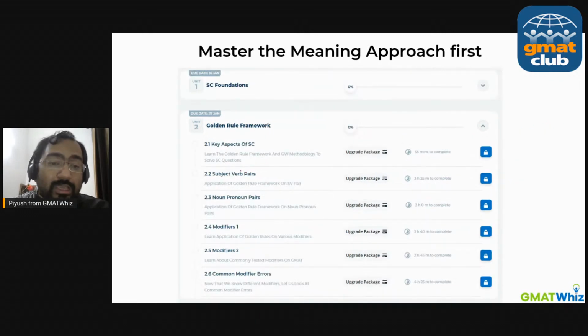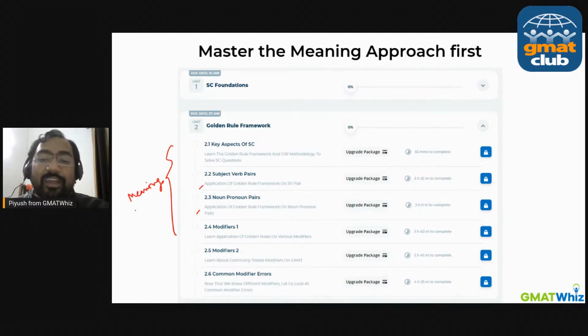And then what you should do is learn each and every topic that exists, all the grammar rules, from a meaning standpoint. Because when you do that, you are able to get a very strong hold over the questions and you are able to get the questions right.